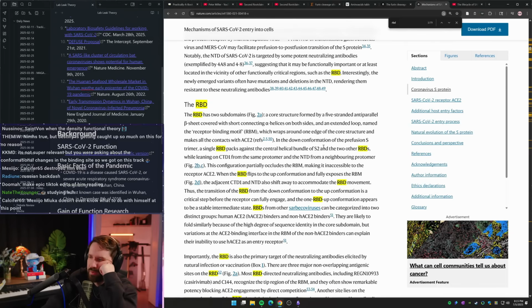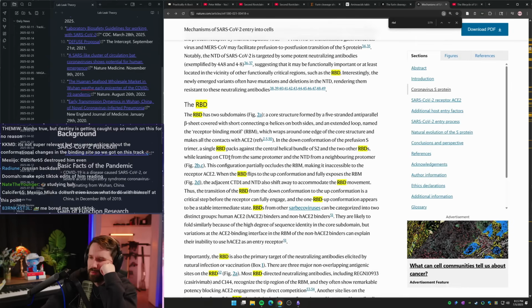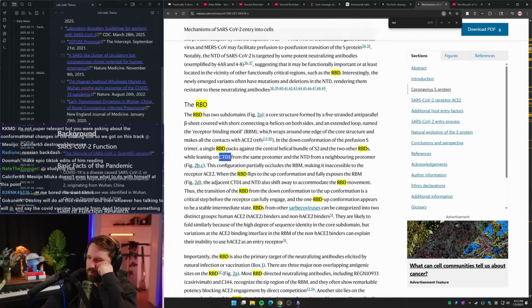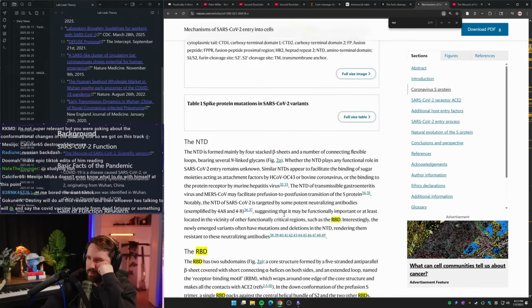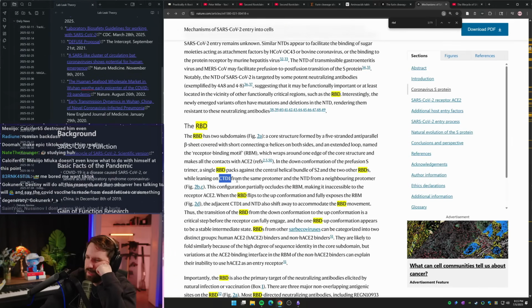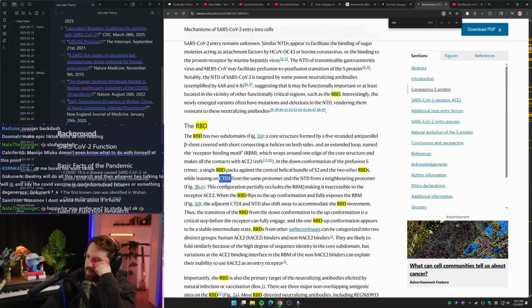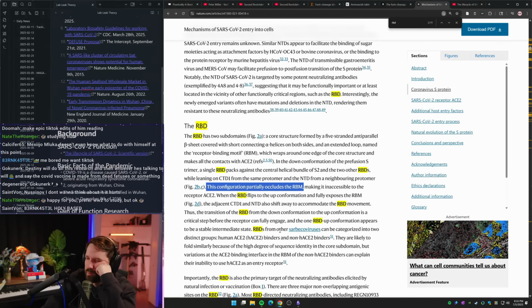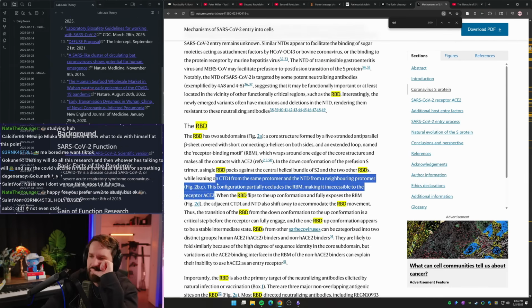In the down conformation of the pre-fusion S trimer, a single RBD packs against the central helical bundle of S2 and the 2 other RBDs while leaning on CTD1, I don't know what that is, from the same protomer, and the NTD from a neighboring protomer. This configuration partially occludes the RBM, making it inaccessible to the receptor ACE2, so it can't bind in this state.